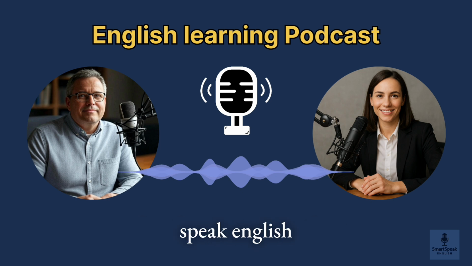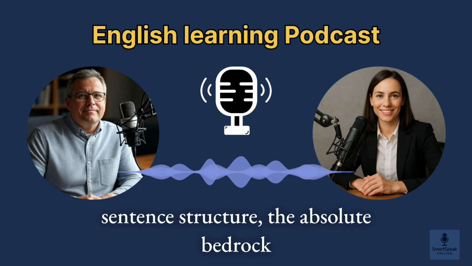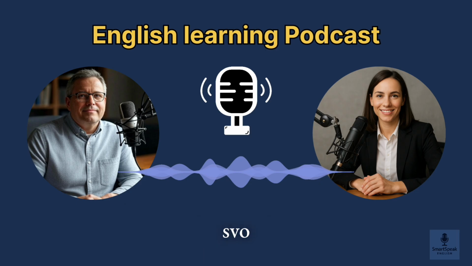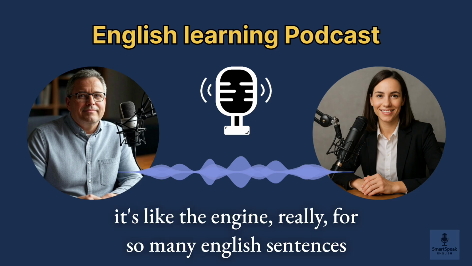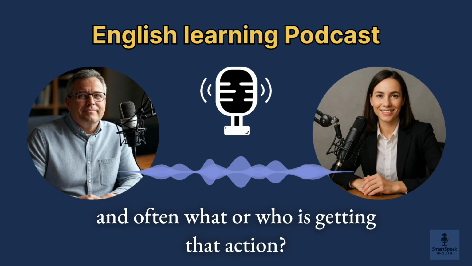So, Smart Speak English, they kick things off right at the very beginning. Sentence structure. The absolute bedrock. And they immediately highlight that subject plus verb plus object order, SVO. Yeah, SVO. It's like the engine, really, for so many English sentences. It just lays it out clearly. Who's doing the action? That's the subject. Right. What action they're doing, the verb. And often, what or who is getting that action, the object.